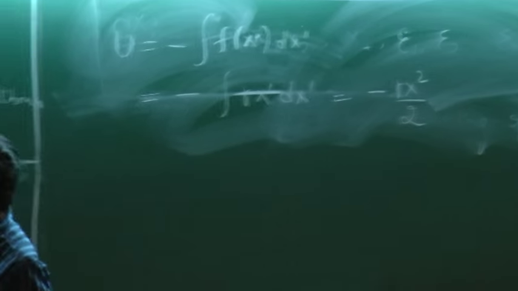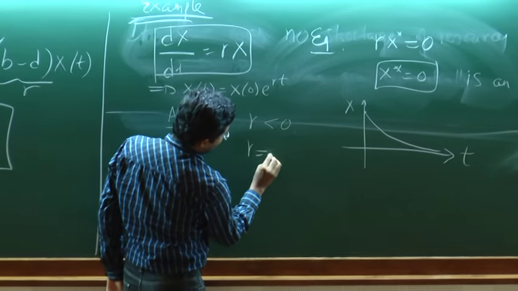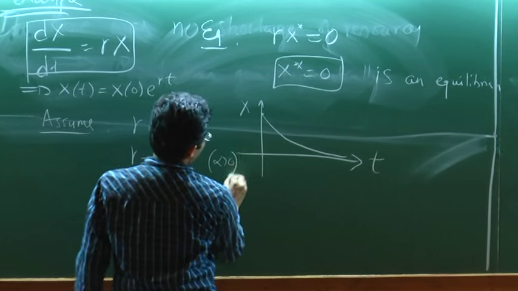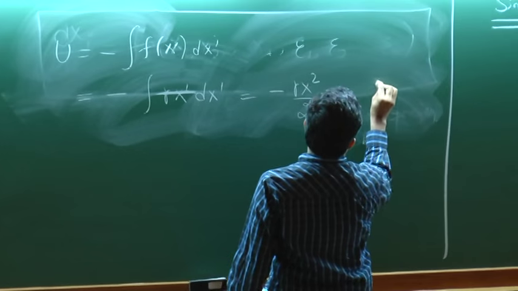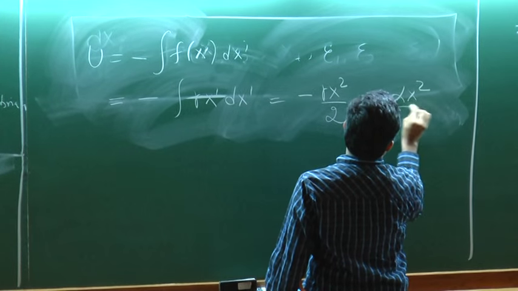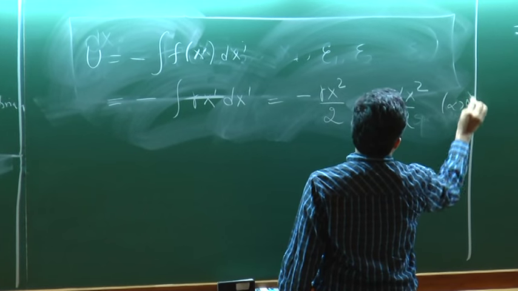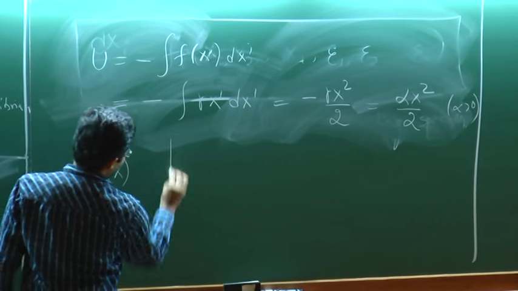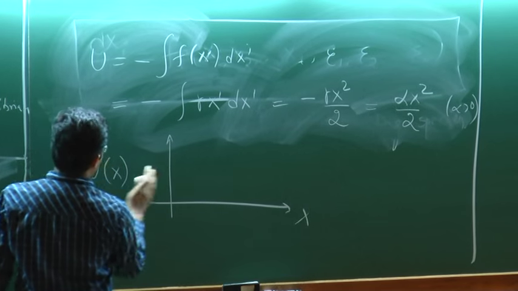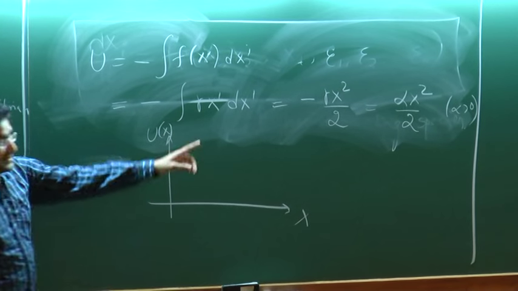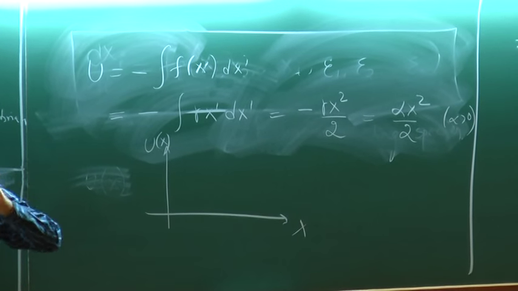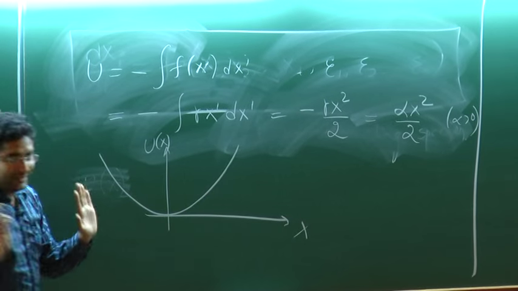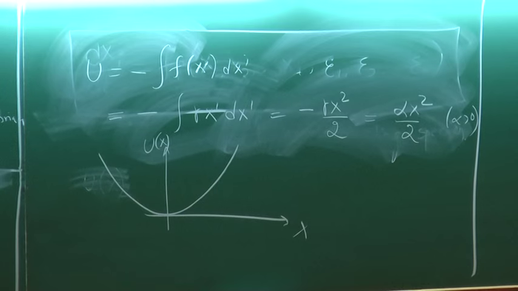I also assume that r is less than 0. For the sake of simplicity, let me denote r is equal to minus alpha, where alpha is greater than 0. Then what do we have? This is alpha x square over 2, where alpha is positive. Now can I plot u of x as a function of x? How will this look like? It's basically a quadratic function with a positive coefficient. How does it look like? Fine, the quadratic function as a function of x.